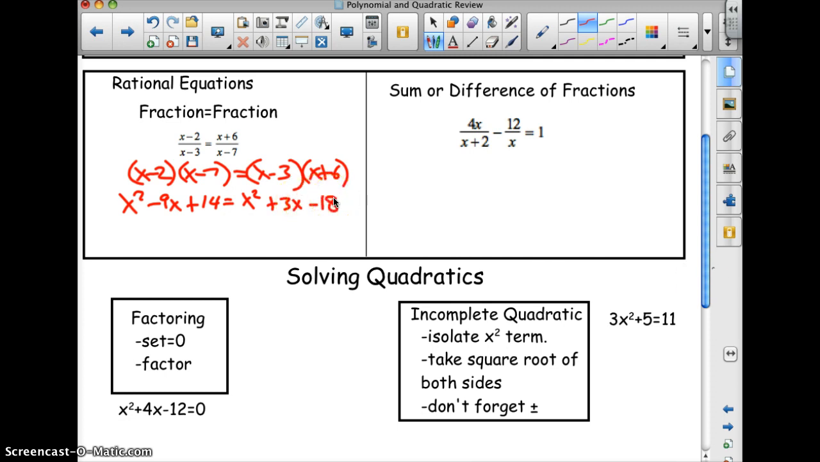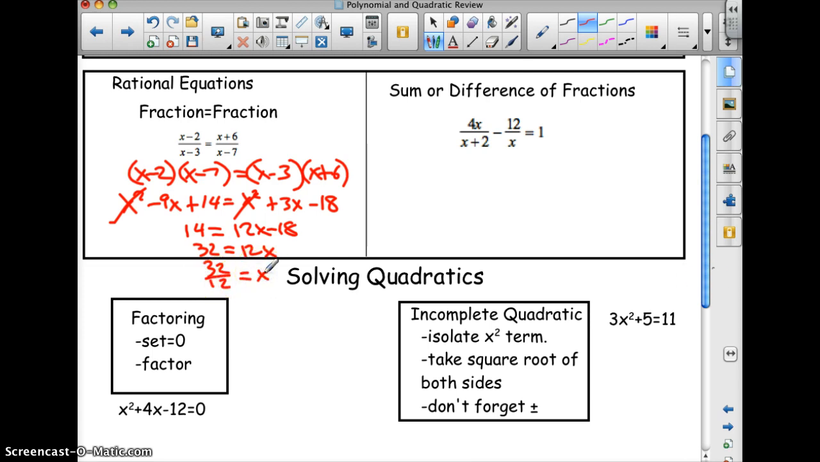I'm going to subtract x squareds from both sides. So I subtract the x squared from both sides, they're gone. I'm going to add 9x to both sides. I'm going to get 14 equals 12x minus 18. And then I add 18 to both sides, and I get 32 equals 12x. And I get 32 over 12 equals x.